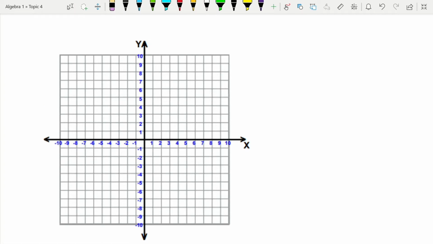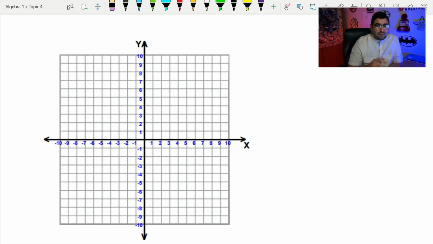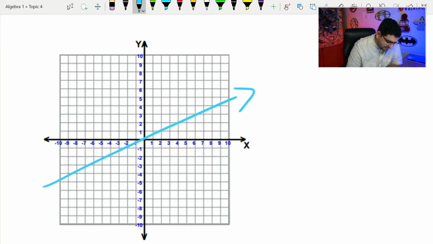So in order to actually solve a system of equations, we'll have two lines that we're given or that we have to graph. They'll give me two equations and tell me to graph them. So I'm just going to draw two random lines right here, one in blue, one in red.